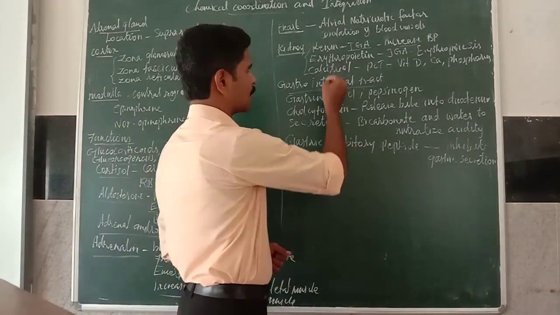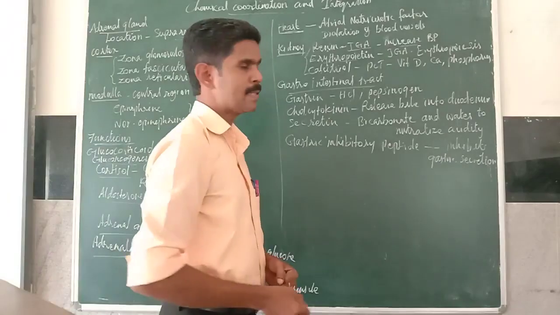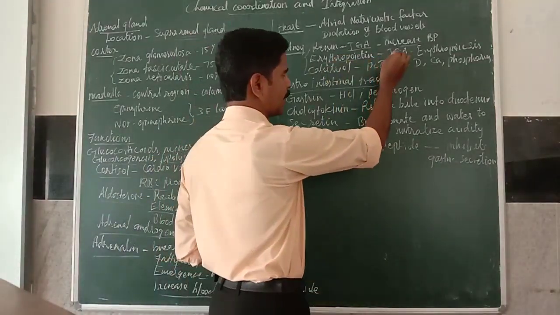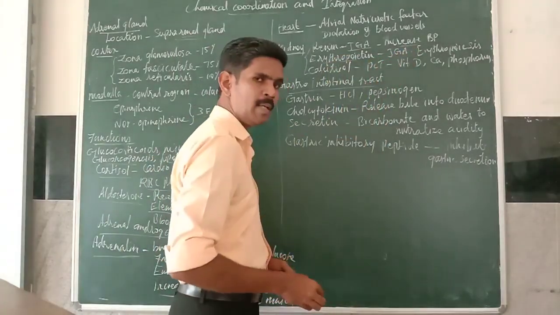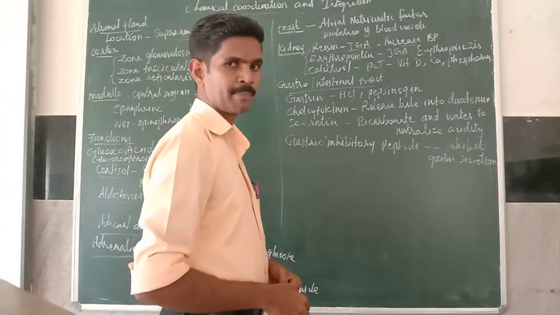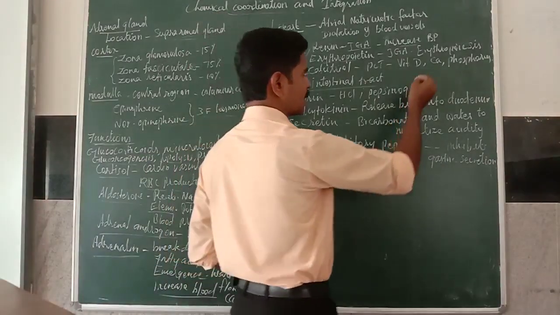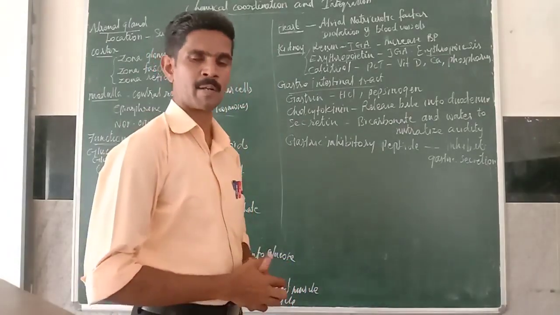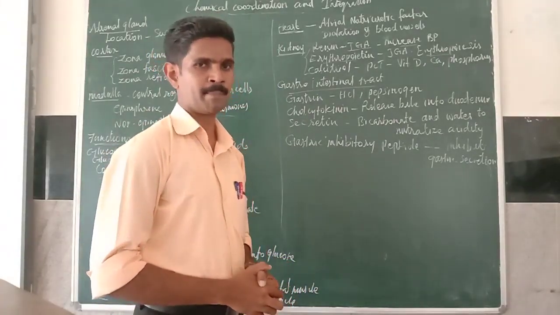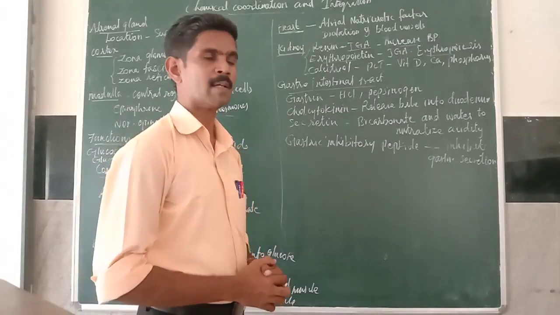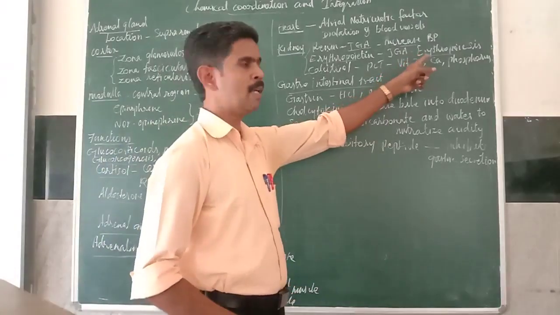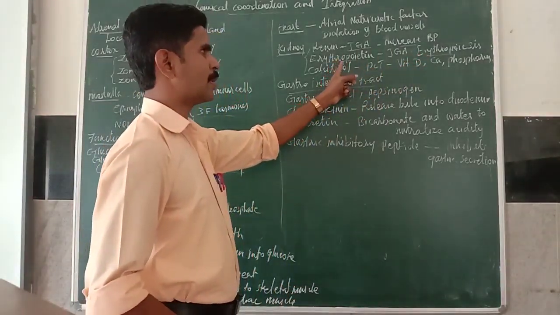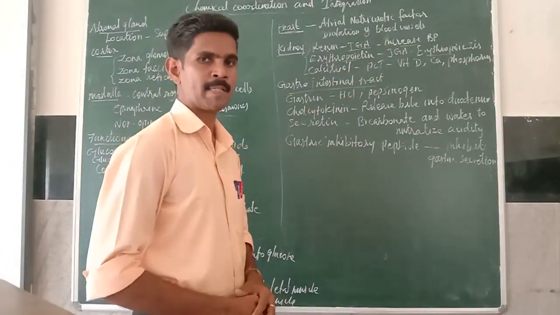The next hormone is called erythropoietin. This erythropoietin is also secreted by the cells of the juxtaglomerular apparatus. Understand? The major function is erythropoiesis. Erythropoiesis means the process of formation of RBC or erythrocyte. So the major function of the erythropoietin hormone is producing the RBC.